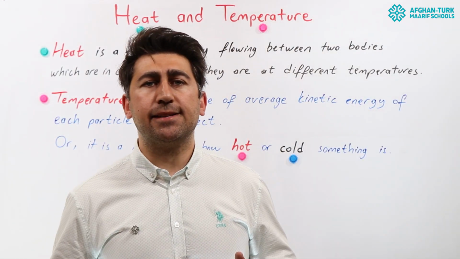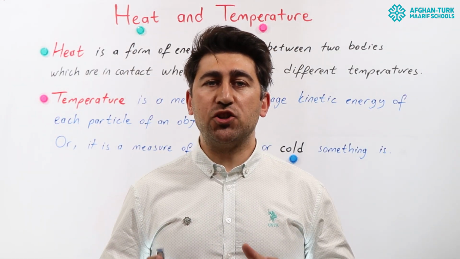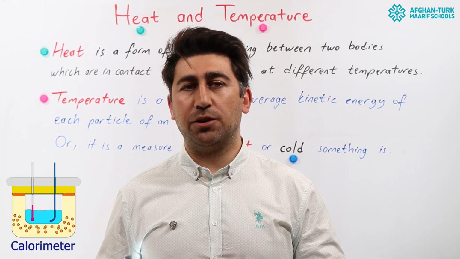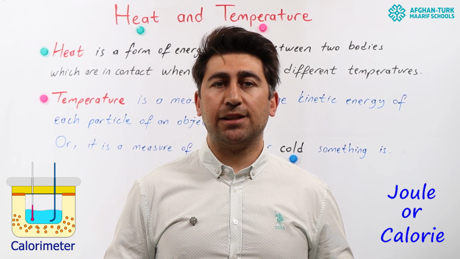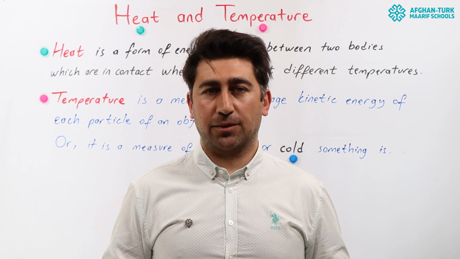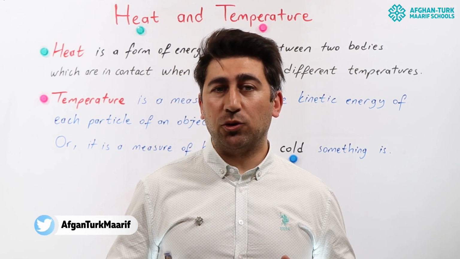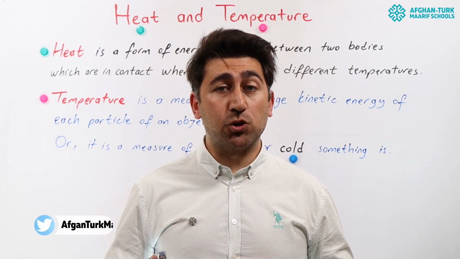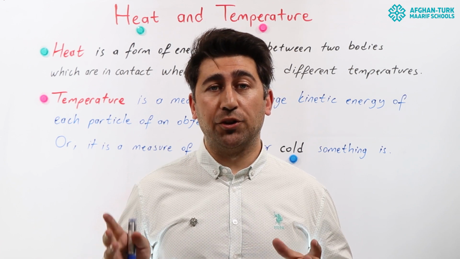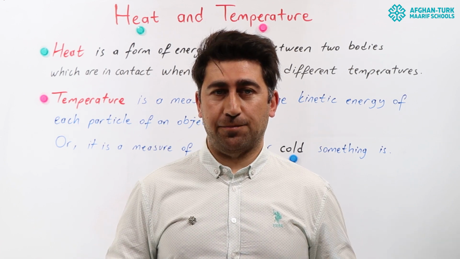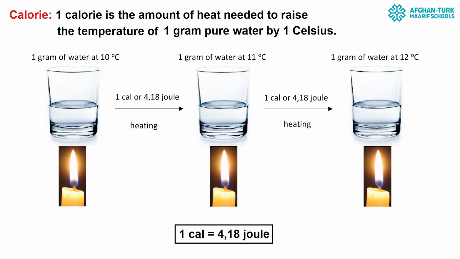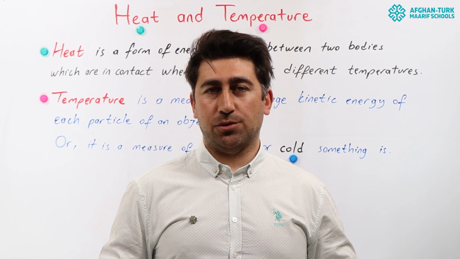Okay, the other one is measurement of heat. We can measure heat with a device called a calorimeter. The unit of heat is joule or calorie. 1 calorie is the amount of heat needed to raise the temperature of 1 gram of pure water by 1 degree Celsius. As you can see in the picture, if we heat 1 gram of water to raise its temperature by 1 Celsius, to achieve this we need 1 calorie or 4.18 joules.